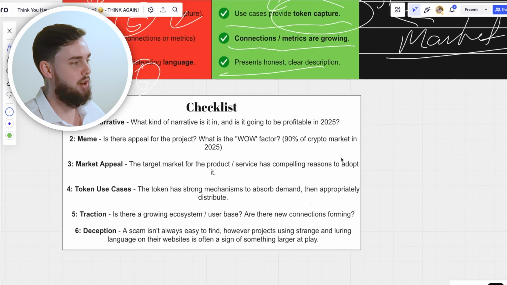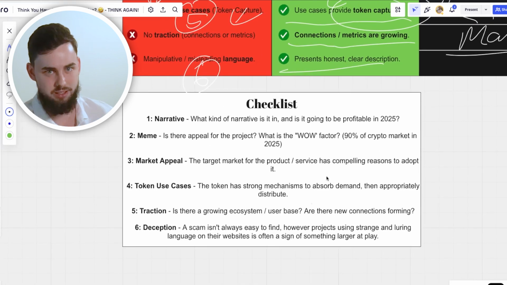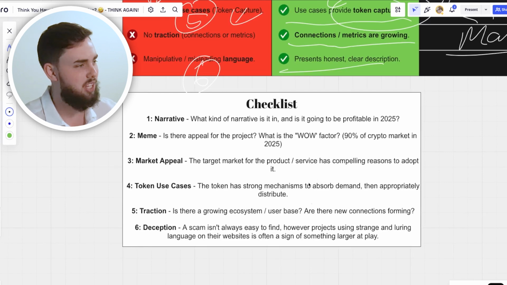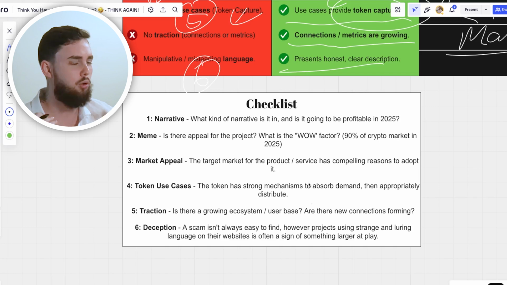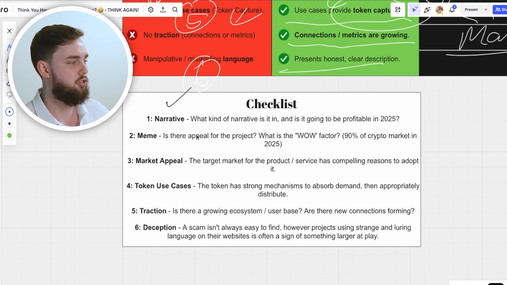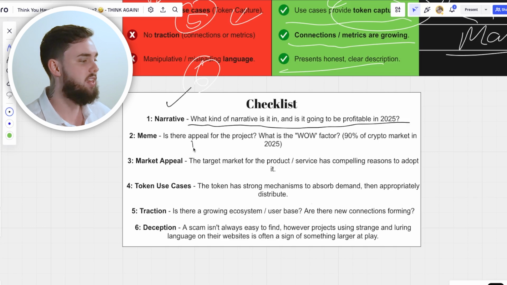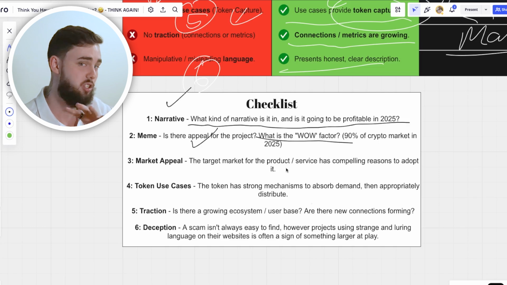So let's just run through the checklist really quickly before we finalize this, guys. Again, you're going to have access to this anyway, so use it. You don't have to keep this sheet. Download it, view it, write it down in your notepad or Google Docs, whatever you have to do, right? Number 1, first things first, check the narrative. What kind of narrative is it in and is it going to be profitable in 2025? Number 2, is there appeal for the project? What's the wow factor that differentiates it from its competitors?